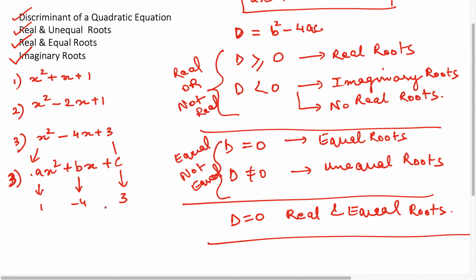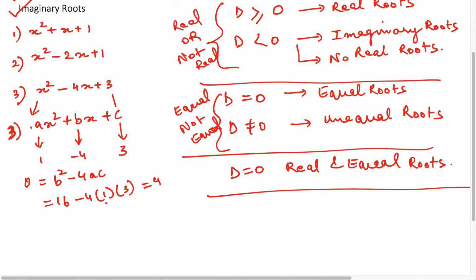Okay, so I have a, b, c. If I have a, b, c, what is the value of d? D is equal to b square minus 4ac. B square is 16, minus 4, a is 1 and c is 3. So 16 minus 12 is equal to 4.